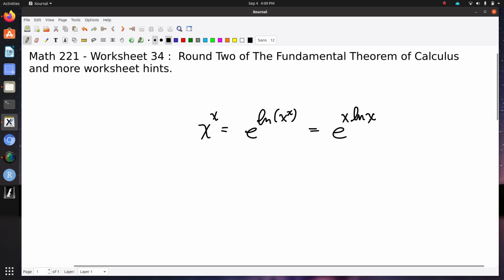I'm pretty sure we've done this before, but that's an important hint. And then you're supposed to take the derivative of that. So you have a product rule inside a chain rule. And I'm pretty sure we did that. Maybe not, maybe not. Okay. Now, after that, there's something else I want to show you too.